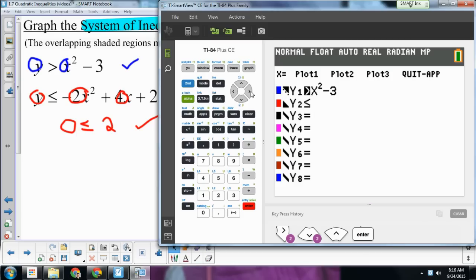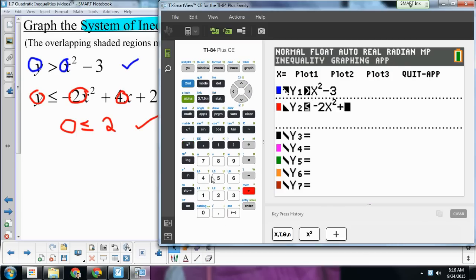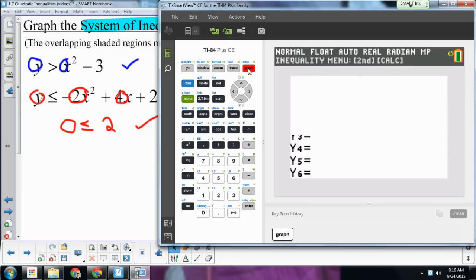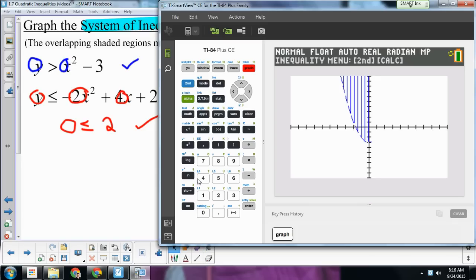And then I type in the inequality: negative 2x squared plus 4x plus 2. When I'm ready, I hit graph and I take a look at what my screen has to offer me. So here's the first one in blue. And now here comes the second one in red. So again, my guess is a little bit off, but you get the idea. So the area of the graph where our solution is the area where those two regions overlap.